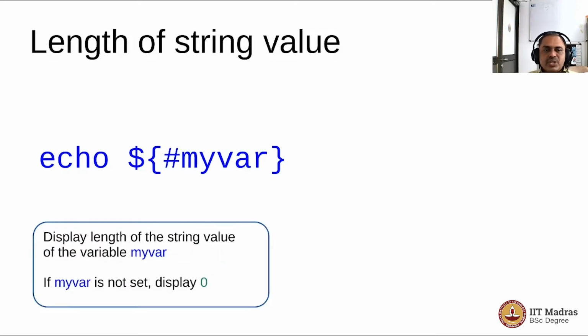Now the length of the string contained as a value of a variable can also be counted directly, and it could be done using the pound symbol or hash symbol in front of the variable within the braces. In case the variable is not set, then the value will be 0.